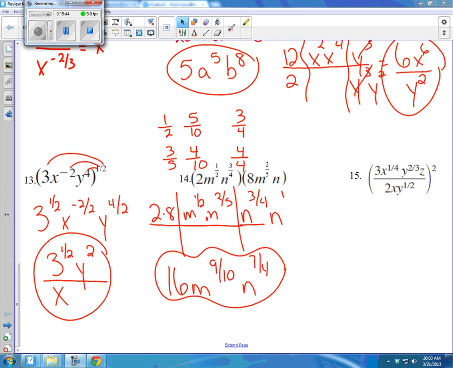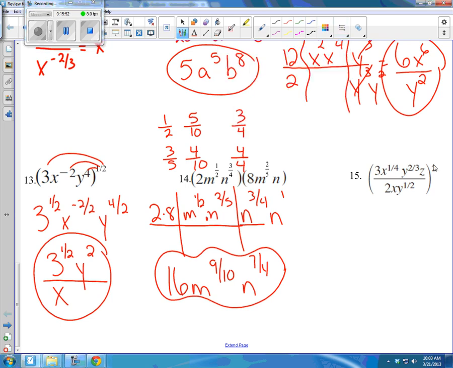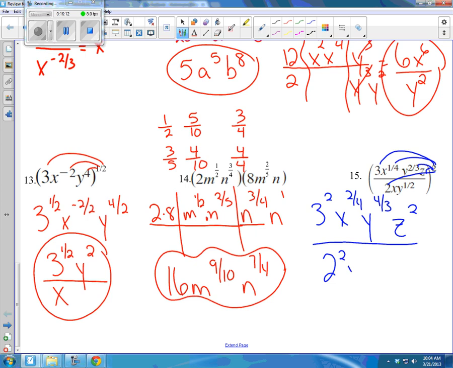So on 15, I see an exponent on the outside. I'm going to distribute that 3 to everything. So I'm first going to start with the numerator. So I'm going to distribute the 3, or the square to the 3, to the x. And I'm just multiplying my exponents, the y and the z. And then I'm going to distribute to everything in the denominator. So it's going to go to the 2, it's going to go to the x, and it's going to go to the y.